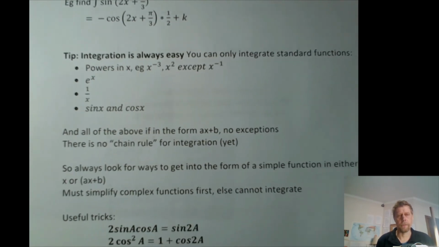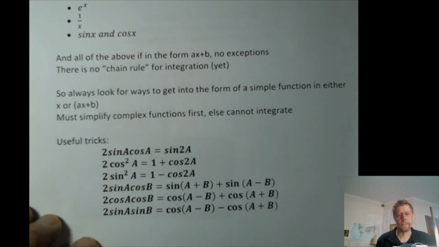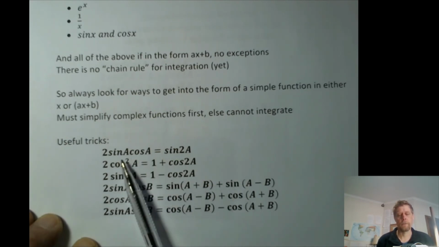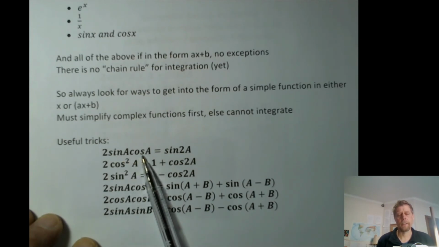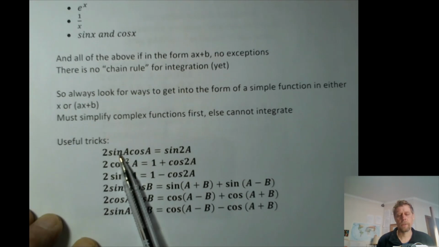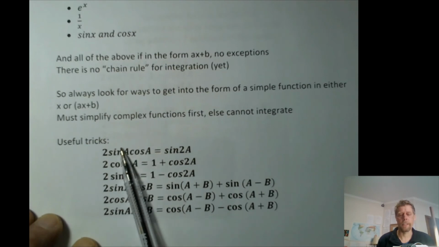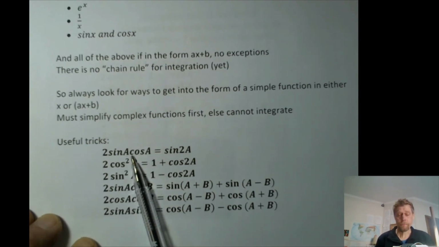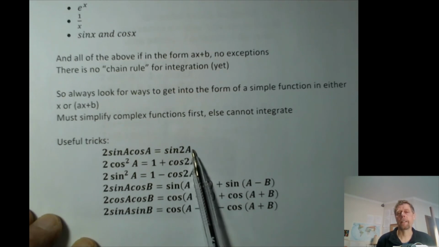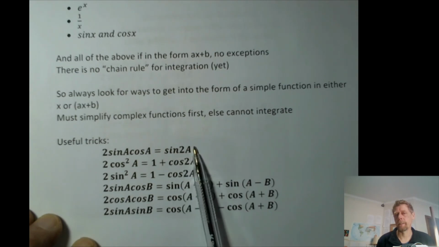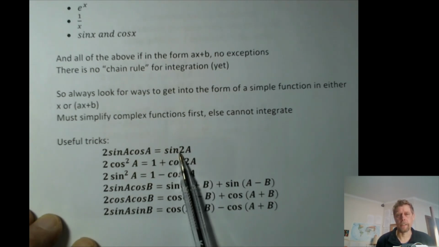Okay, so there's no chain rule. You have to keep it simple. And this is where these double angle formulas and a plus b type sums come in handy. For example, let's say I was asked to integrate sine a cos a. I can't, because I've got two functions multiplying each other. It's not just an integral of cos a, it's not an integral of sine a, it's a combination of the two. So what am I going to do? Well, I must write it as sine 2a. And now it's just of the form sine of ax plus b. See there? The 2a, and then b is 0. So it's easy to integrate sine 2a.